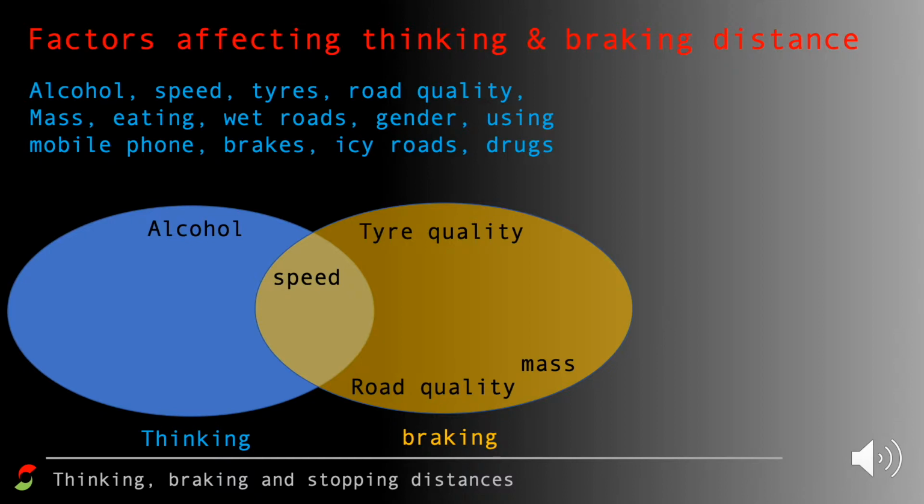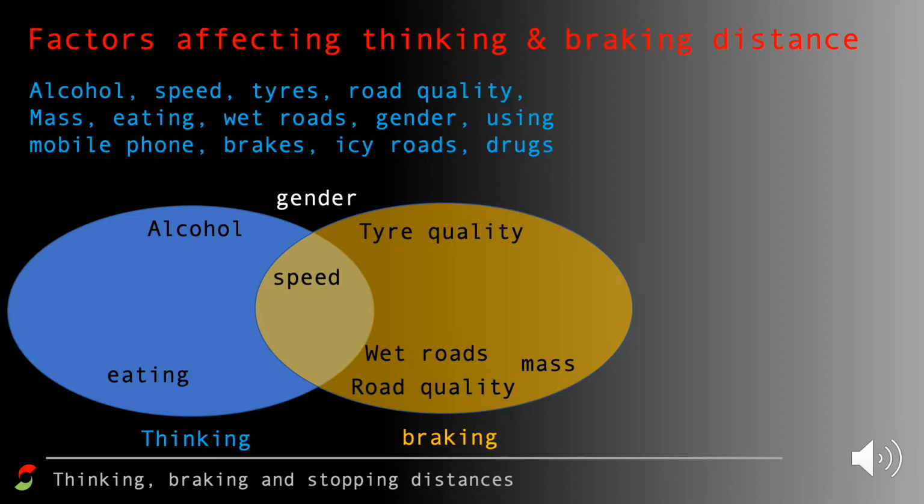If you're eating something, you're not fully concentrating on the road, so that's going to affect your thinking distance. Wet road reduces your friction on the road, so it's all to do with braking. Gender has nothing to do with it, so sometimes you do get the odd one like car colour or something like that. It's got nothing to do with either thinking or braking distance.